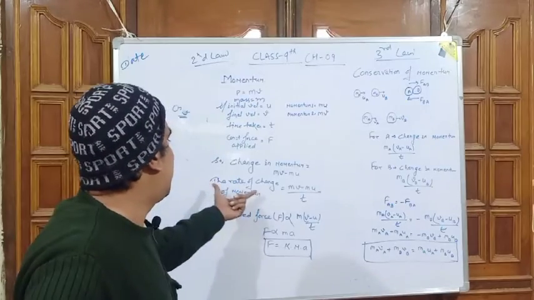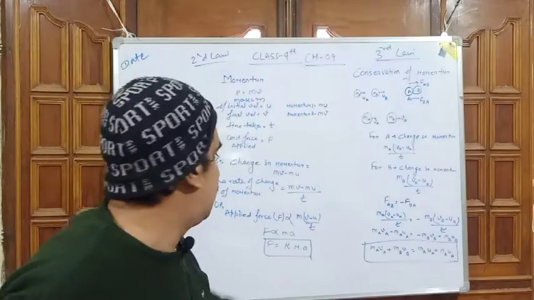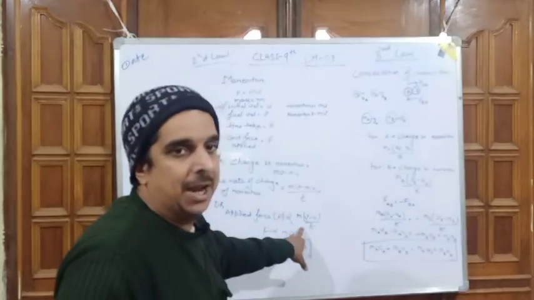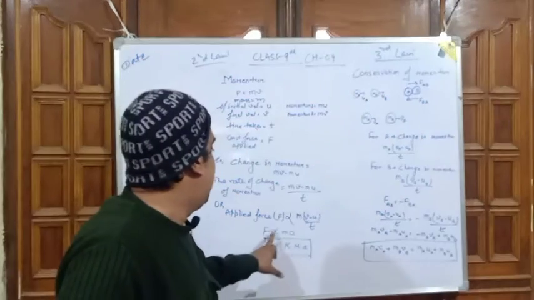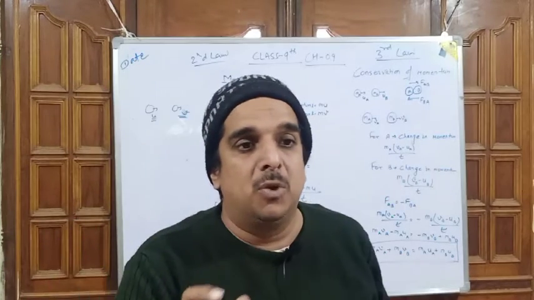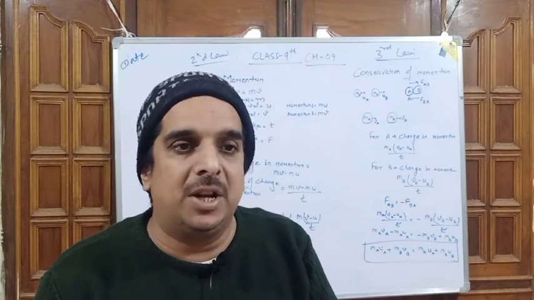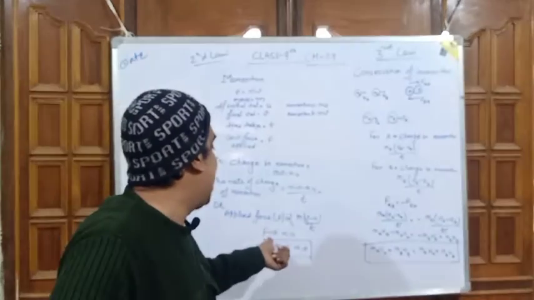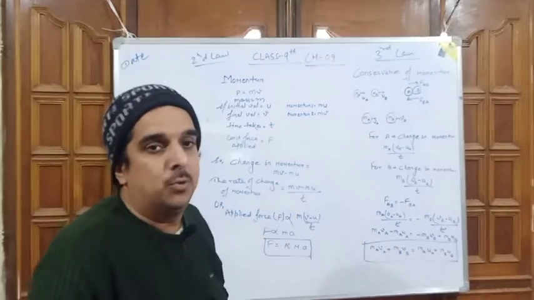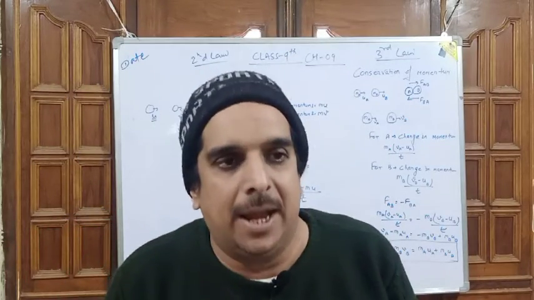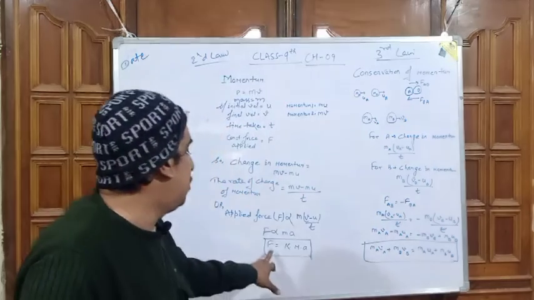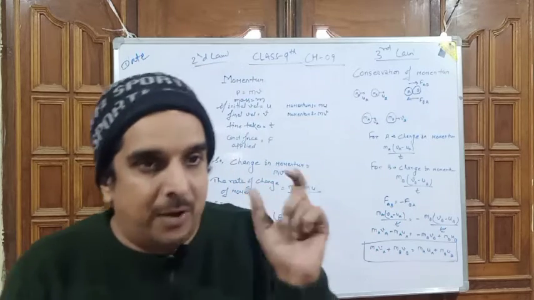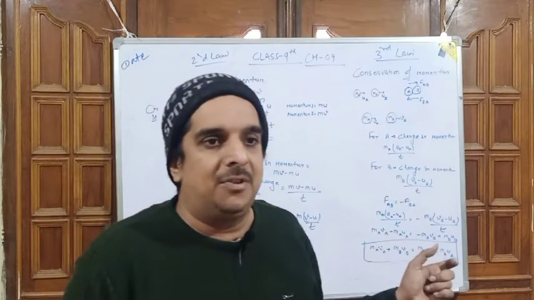So in other words, the rate of change of momentum is known as applied force. So here F is proportional to mv minus mu by t. In other words, what is the formula for acceleration? Final velocity minus initial velocity by time. So on that basis I wrote F is proportional to m into a, and in the last step I wrote F is equal to k into ma, where k is known as a constant.